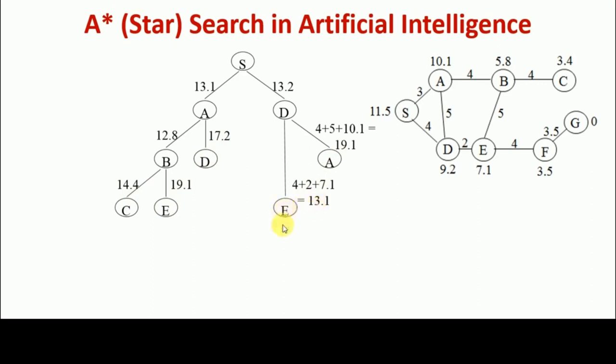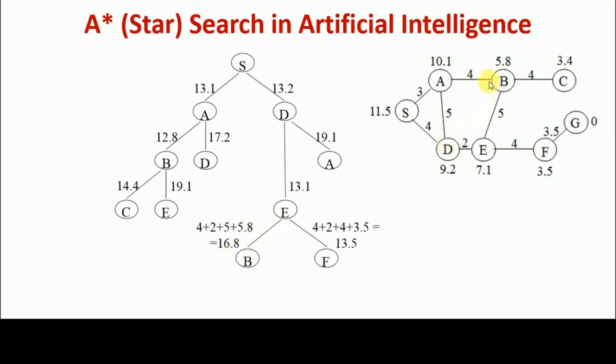So I will expand this particular E. There are two successors, B and F. If I want to reach this particular B, 4 plus 2 plus 5 plus its heuristic value, that is nothing but 16.8. If I want to reach this particular F, 4 plus 2 plus 4 plus its heuristic value, that is nothing but 3.5. So the total answer is 13.5 here. Now if I consider all the leaf nodes again, this 13.5 is the minimum here.